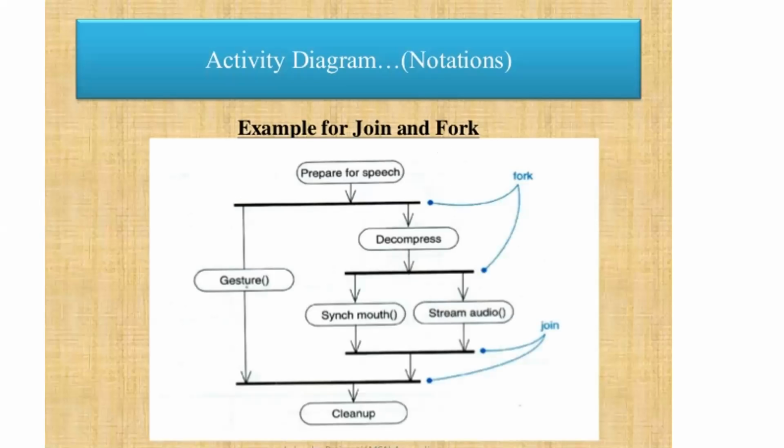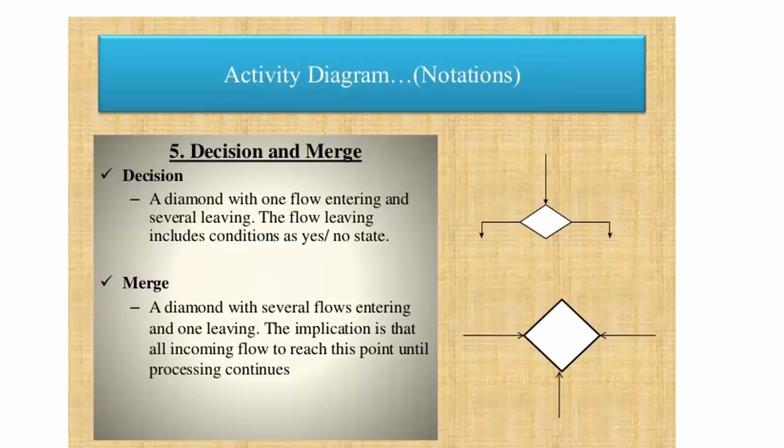This is an example for fork and join. You can see for fork you have one input and multiple outputs. For join you have multiple inputs and one output. For the decision or merge notations, a decision is a diamond with one flow entering and several flows leaving, which includes yes or no states. And merge is the opposite of decision, wherein multiple flows enter and one leaves. The implication is that all incoming flows must reach this point before the process continues.